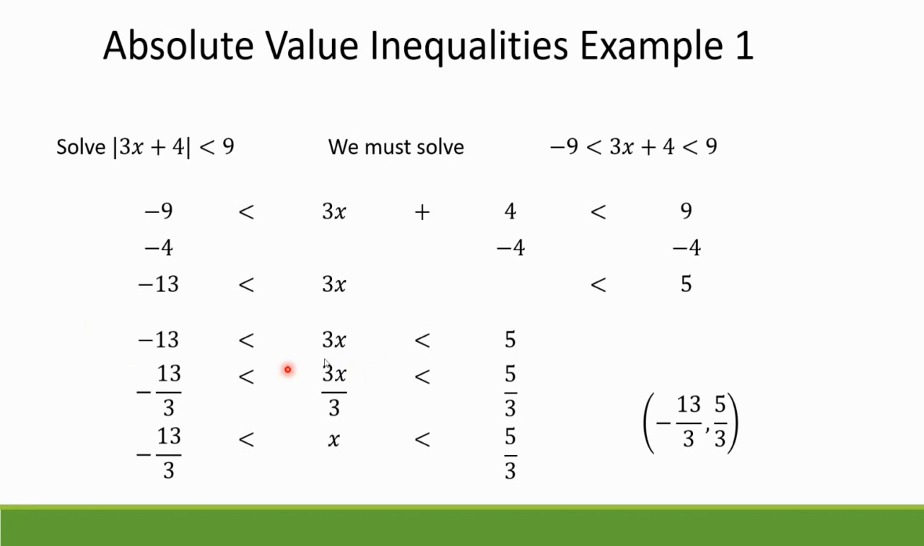Then we divide by 3, right? We don't want 3x here, we want x. We divide. And when we divide, we get x all alone in the middle. Here we get 5/3, right? And on the right here, we get minus 13 over 3. So our answer is this here, which we can write as an interval.